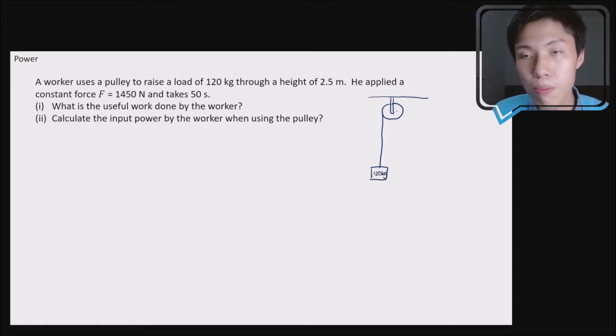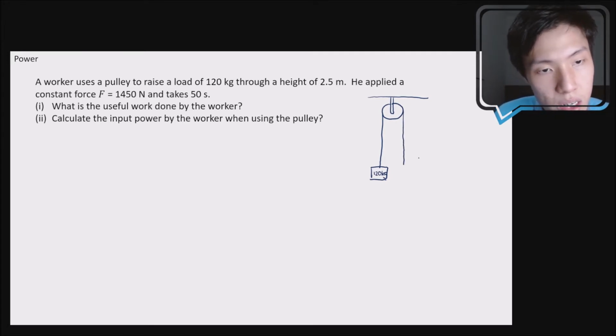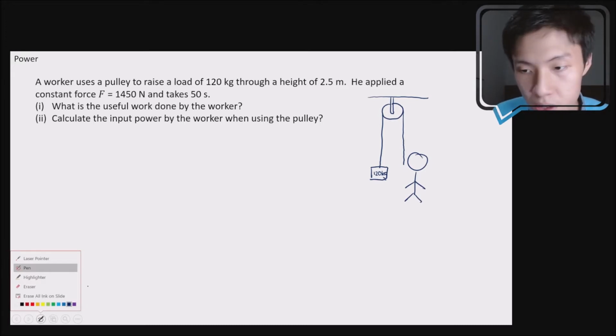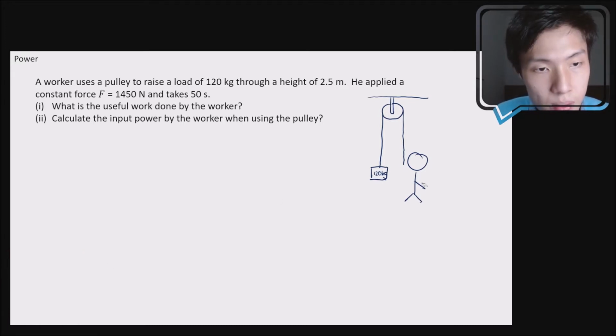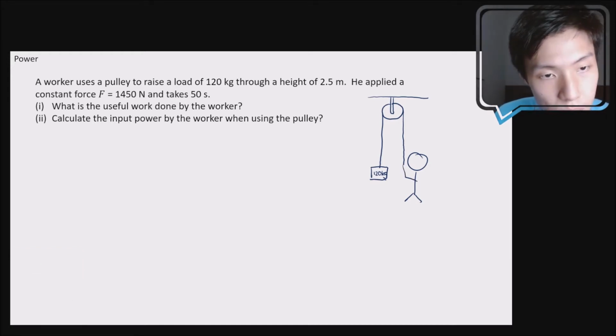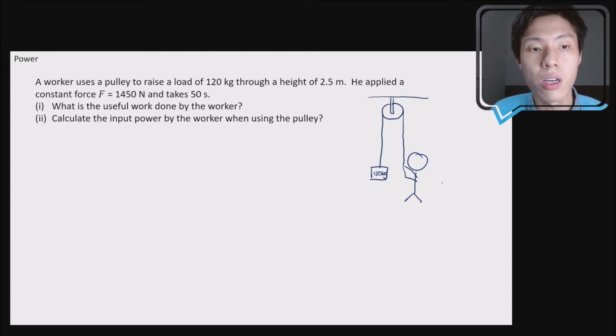Then it's being pulled by the worker. So you should expect on the other end, you should see a worker. Oops, the worker's hand should not be here. Should see the worker pulling on to the rope. Okay, and he applied a constant force of 1450 Newton, and this whole process of lifting up the load to a height of 2.5 meter takes 50 seconds.